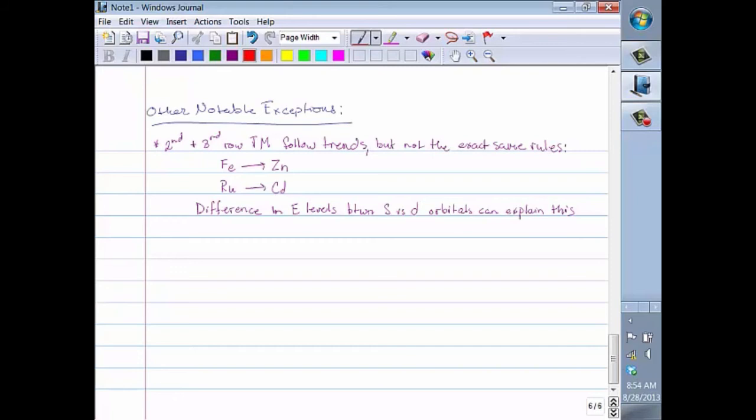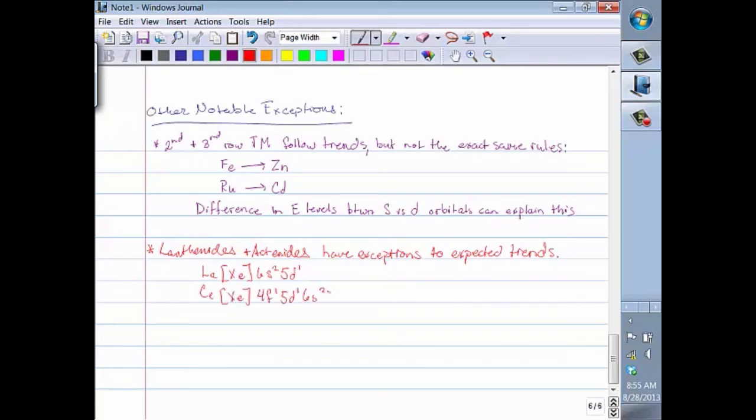Okay, so one more notable exception is the lanthanides. There are exceptions to the trends that we've learned, for lanthanides and actinides actually, not only with electron configuration, but also with the size of the atoms. But first, let's look at the electron configurations, and let's use La and cesium. I've written the electron configurations that they actually have up here, and the expected one based on our trends.